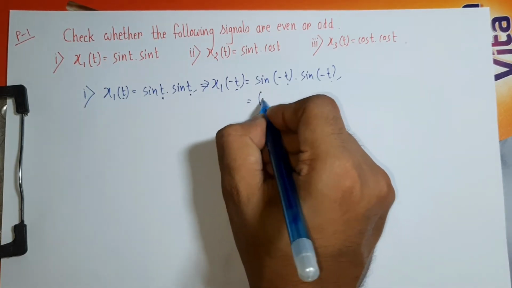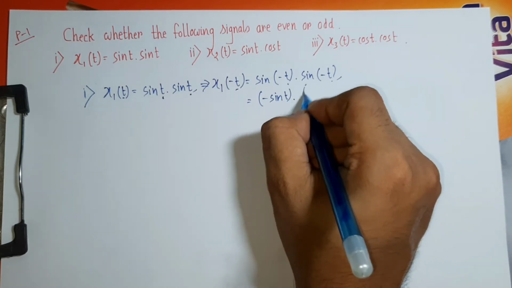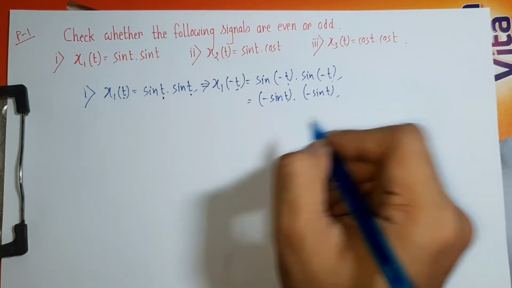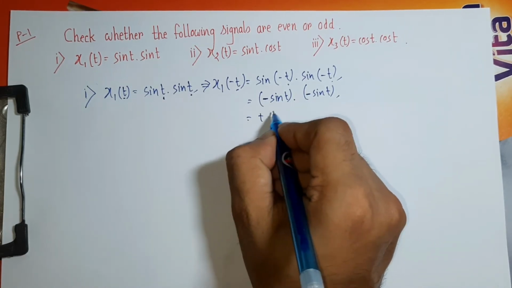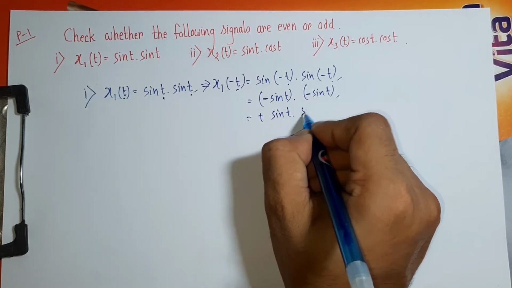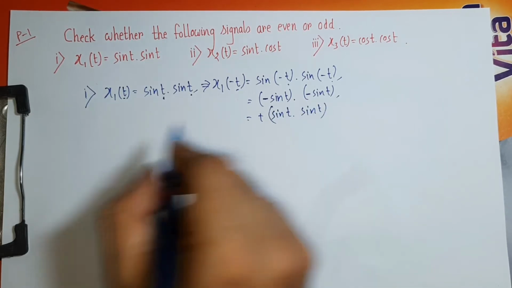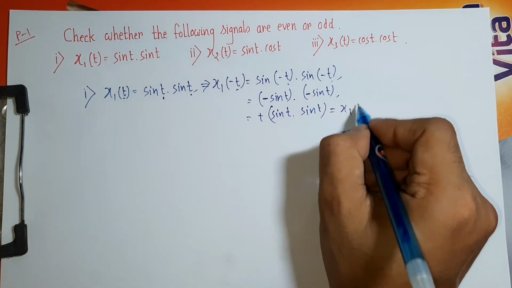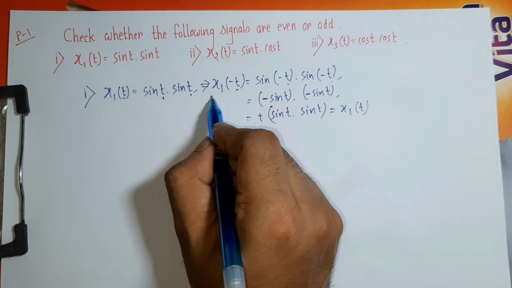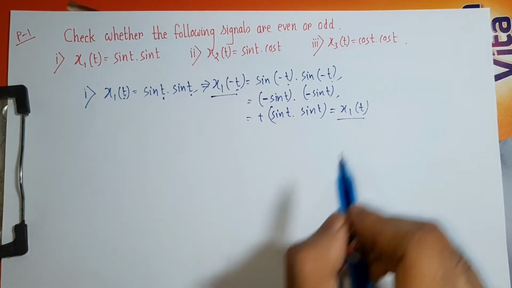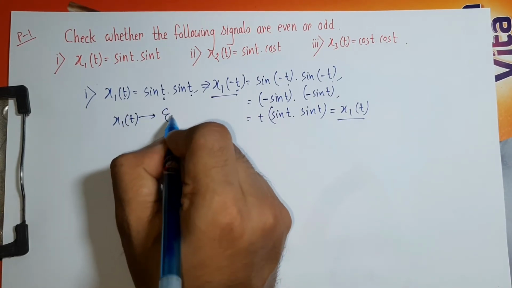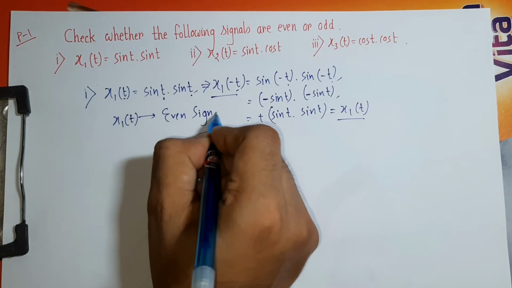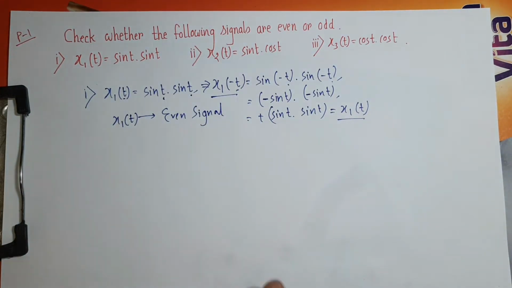Sin(-t) is nothing but minus of sin t. We already know this very familiar trigonometric expression. This minus sign, if multiplied with this minus sign, becomes plus sign, and we will have sin t into sin t, right? And this is the expression of x1(t). So what you finally obtained is x1(-t) is equal to x1(t). So clearly x1(t) is an even signal. All right, okay. Now let's solve the same problem using the properties that we learned in the last video.